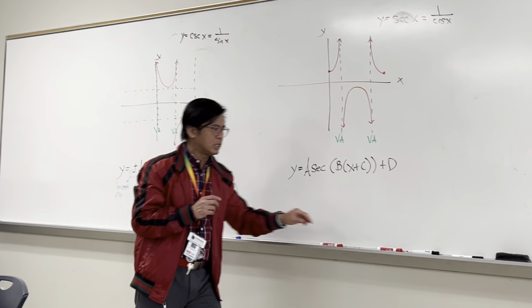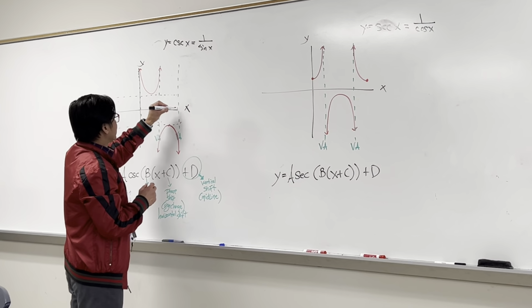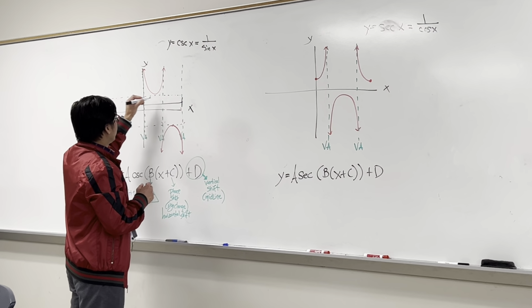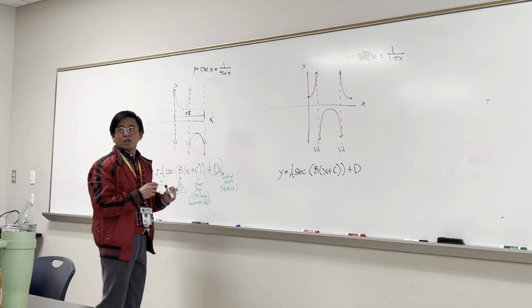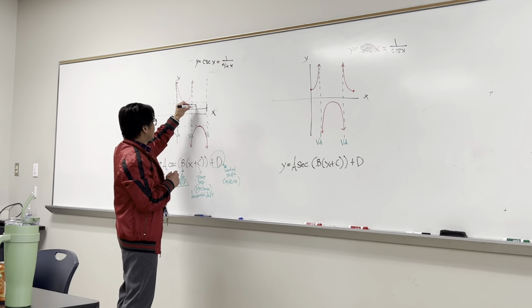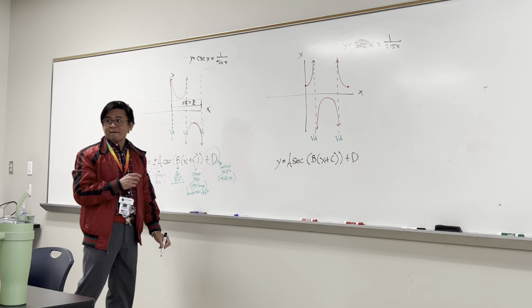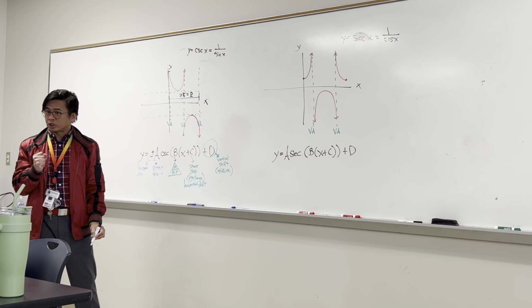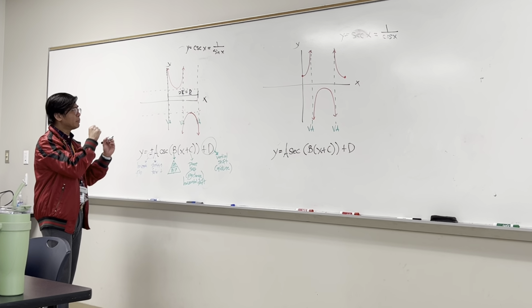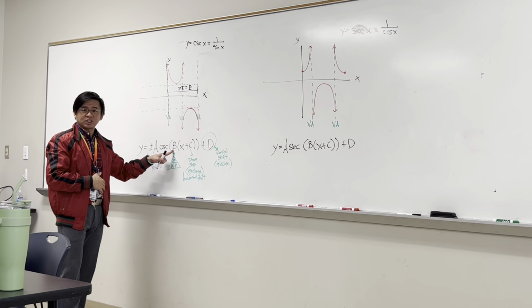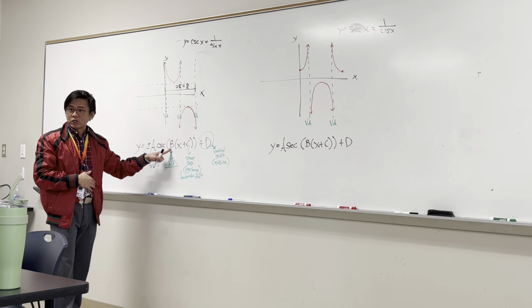And as you may notice in here, the period is this. The length from this one to that one, typically it's going to be 2 pi, right? And that's going to be the period. Again, that's typical for a cosecant function, but definitely it's going to change as you see your b value later.